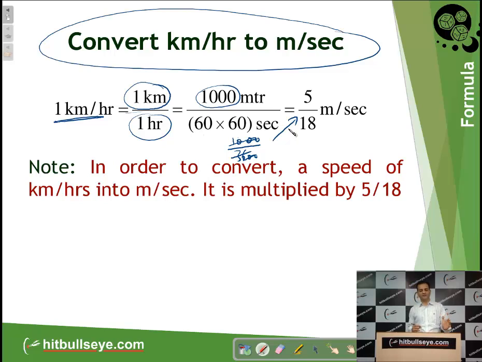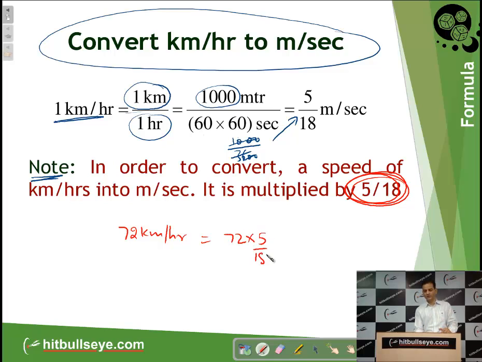So straightaway, instead of doing this, you can learn it directly. You can write a note. If you want to convert speed from kilometer per hour to meter per second, then multiply it by 5 by 18. Suppose the examiner asks you, or in a question it is an indirect application like 72 kilometer per hour, and we have to convert it into meter per second. So what we will do, 72 into 5 by 18, it will cancel, so it will be 20 meter per second.